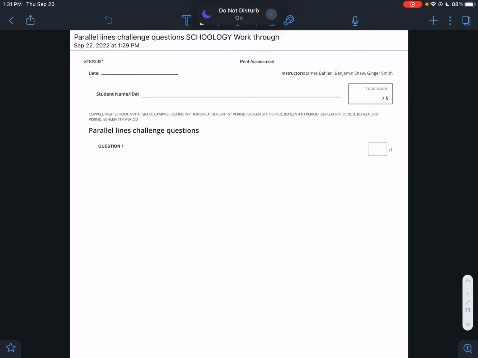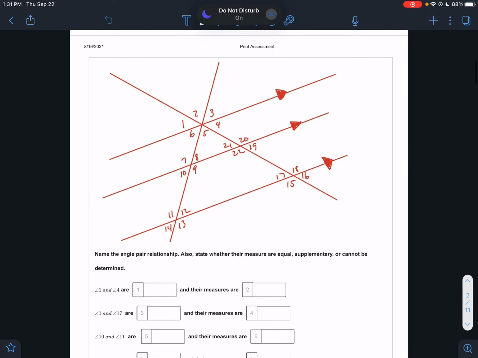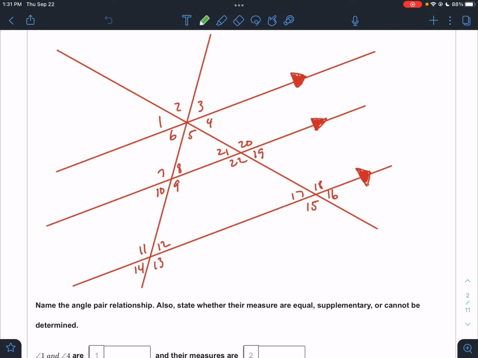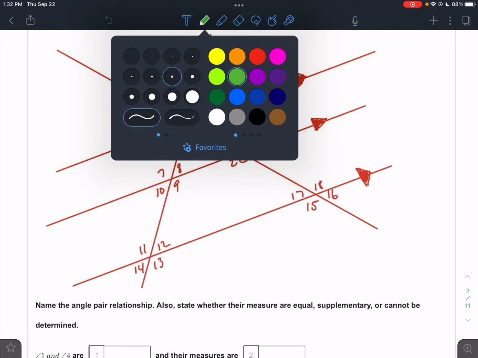All right, guys, we're going to talk about the parallel lines challenge questions assignment that I gave y'all. There's a lot going on in these problems. I am not going to work through every little detail here, but I am going to give you some big hints on how to get started and talk about the things people mess up pretty often.